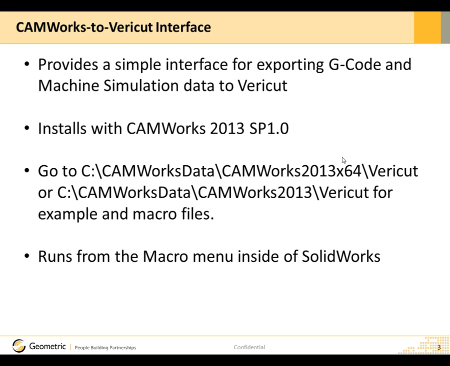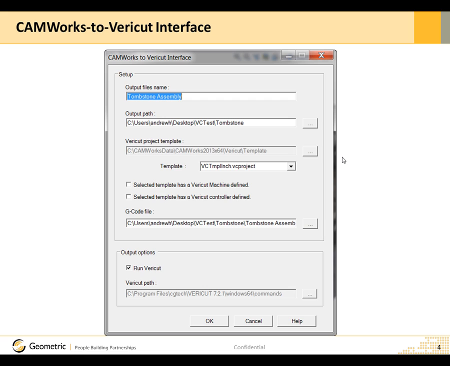After installing CAMWorks 2013 Service Pack 1, there will be a folder inside of the CAMWorks data folder called VeriCut. Inside this folder, there are example files, templates, and the CAMWorks-to-VeriCut macro files. The CAMWorks-to-VeriCut interface runs from the macro menu inside of SOLIDWORKS. Here is a look at the CAMWorks-to-VeriCut interface window.